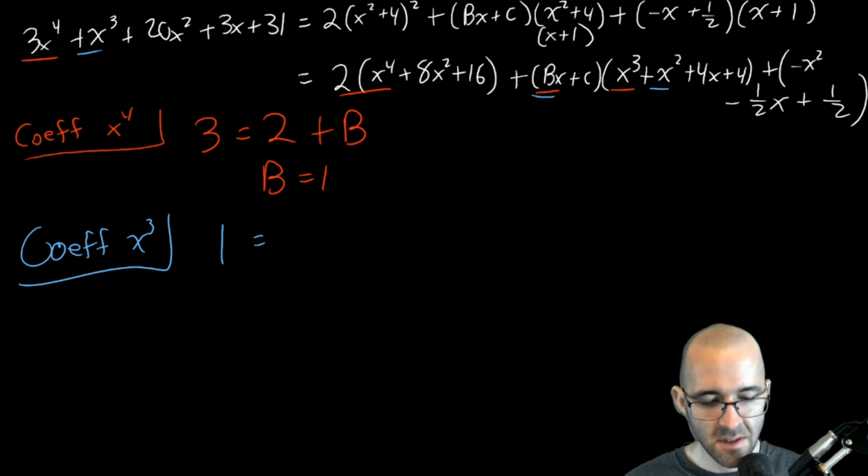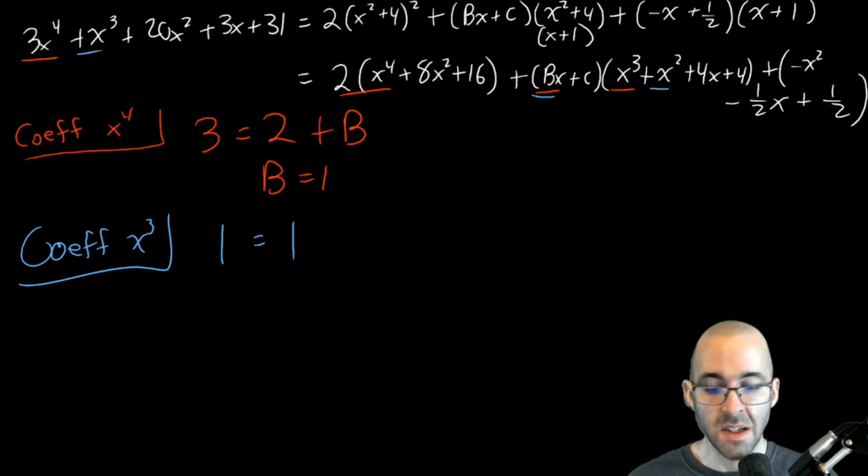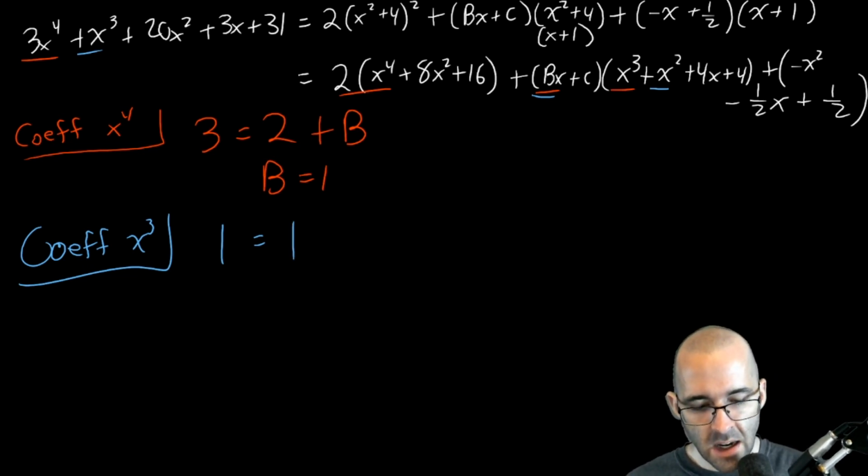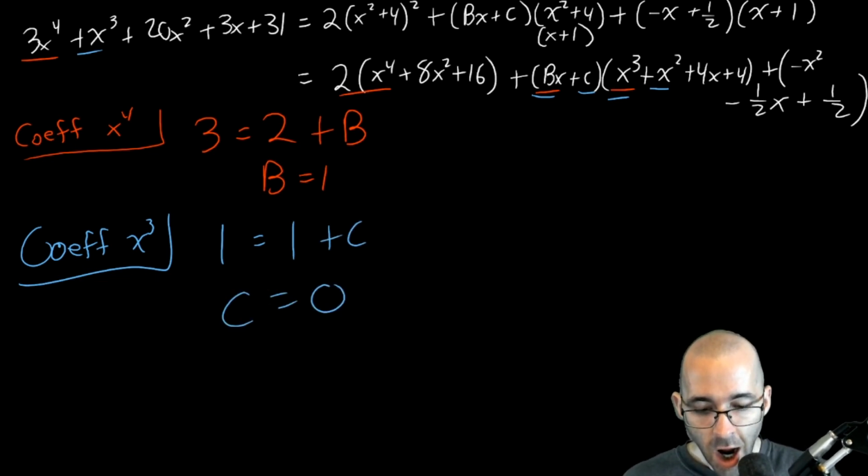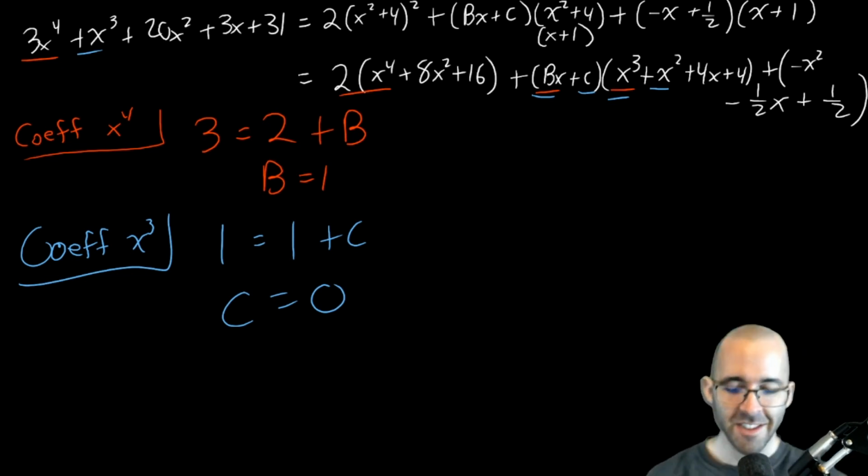Okay, there's a hidden one here. Be very careful about that. So plus bx cubed. B is 1. And then we have cx cubed. That's the only one. Oh, c is 0. That's my favorite, c.